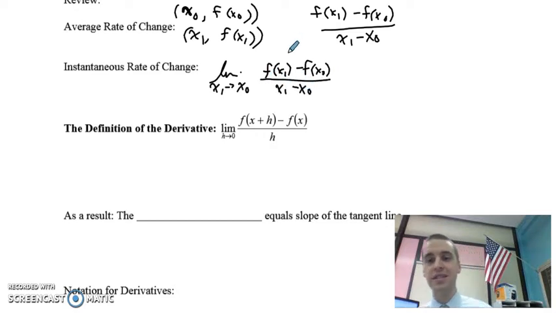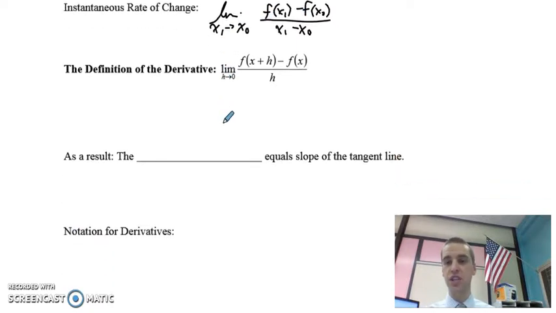And we went over that last set of notes where we found the actual instantaneous rate of change for a specific one and a generic one. So the definition of a derivative, which you guys saw last year, is the limit as h approaches 0 of f of x plus h minus f of x all over h. Well, let's look at what this is saying.